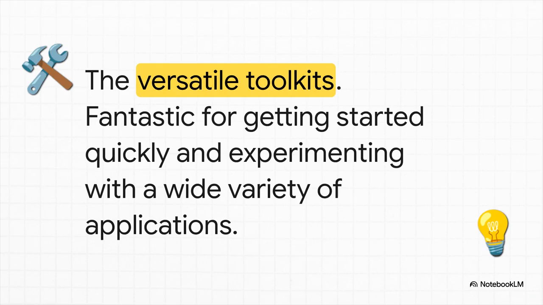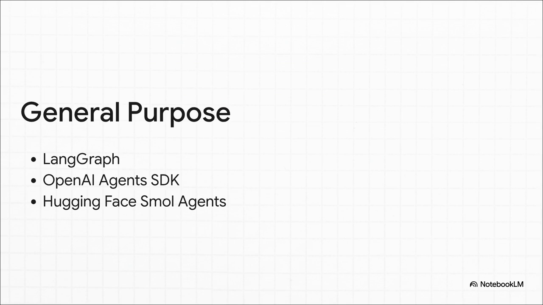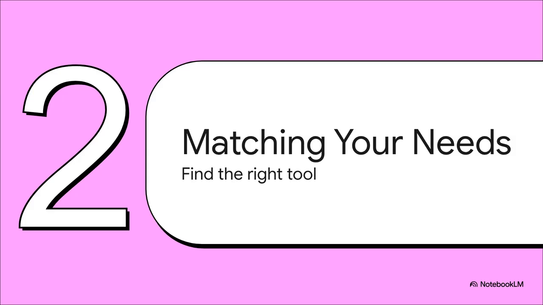In our final family, this is where you find the versatile toolkits. You should think of these as the Swiss Army knives of the agent world. They're absolutely perfect for getting started fast, for experimenting with a bunch of different ideas, and for not getting locked into one specific way of doing things. So in this group, you've got LangGraph, which is incredible for building complex agents that need to remember state and context over multiple steps. You've also got the very straightforward OpenAI Agents SDK and Hugging Face's Smol Agents, which is literally designed to get you from an idea to a working prototype in just a few lines of code. It's all about speed.